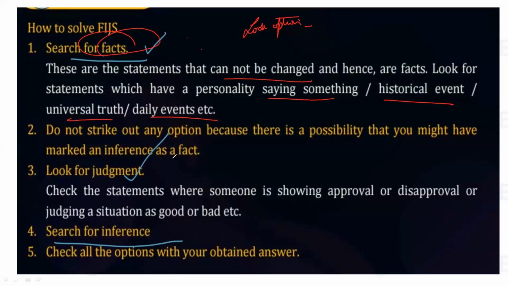Look, the next easiest thing after figuring out the facts is to figure out the judgment. So check the statement where someone is showing approval or disapproval or judging a situation as good or bad. Okay. And then for the remaining, just see whether it qualifies as an inference or not. Check all the options with your obtained answer. The closest will be your choice. So always take advantage of the options when it comes to questions based on FIJs.